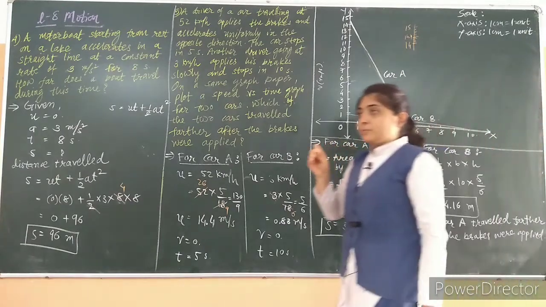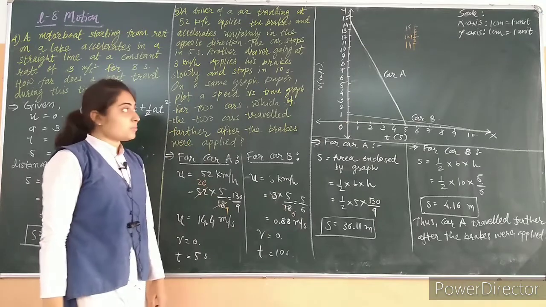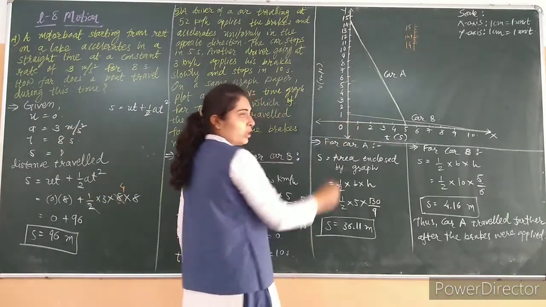Now for car B, what is the initial velocity? 0.83 meter per second. Where will 0.83 be? Between 0 and 1?